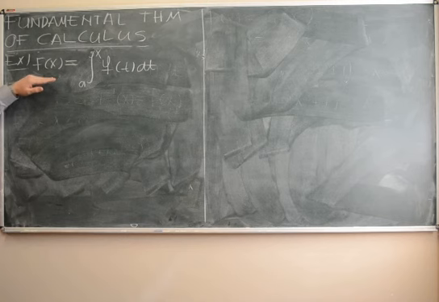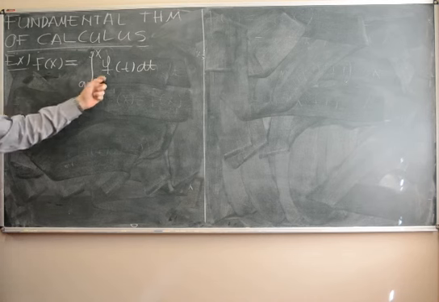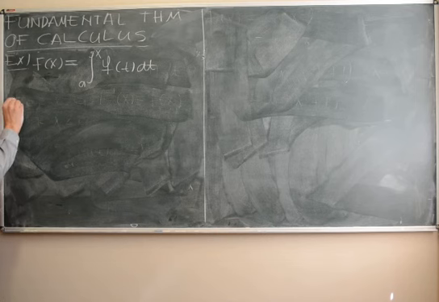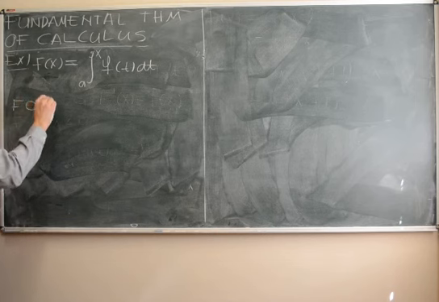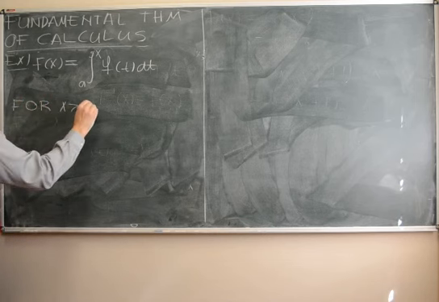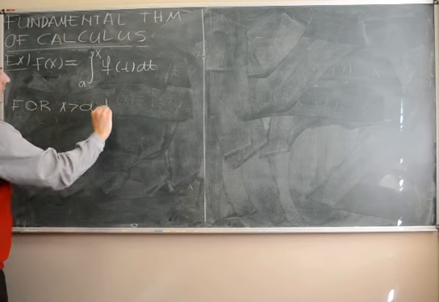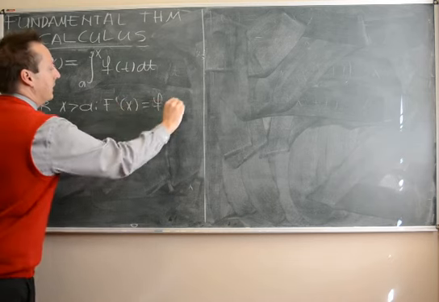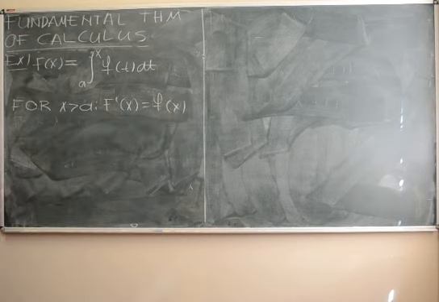Let's again look at a function defined as an integral. So we have big F of x equal to the integral from a to x of small f of t dt. Now we know by the fundamental theorem that for x bigger than a, this big F just has derivative small f.